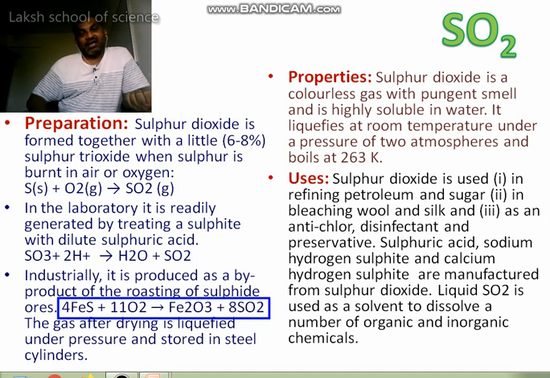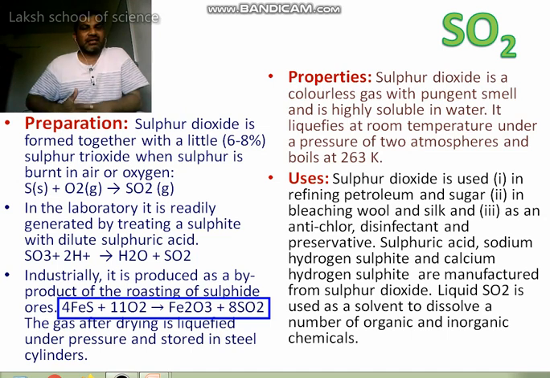Okay, now industrially it is prepared. This is the top method, prepared as a by-product of the roasting of sulfide ores. Now we have sulfide ores: pyrite, then PbS, galena, blende. So if we heat and roast all of these strongly in the presence of oxygen, they will convert into the oxide, and as a byproduct we get sulfur dioxide, and this will be the great phenomenon.